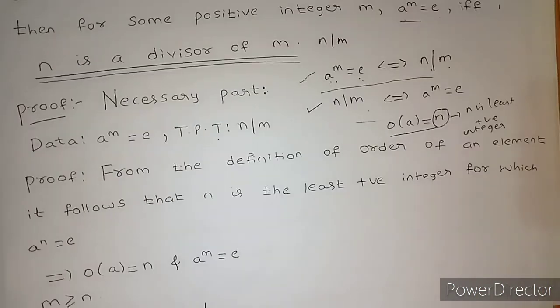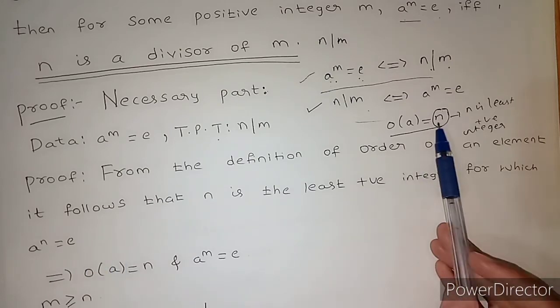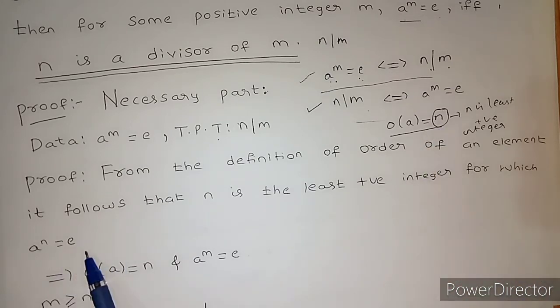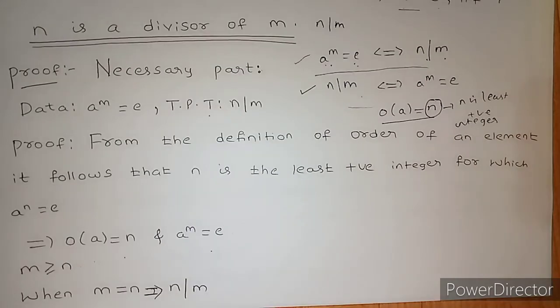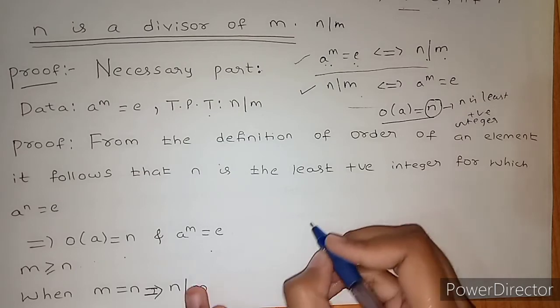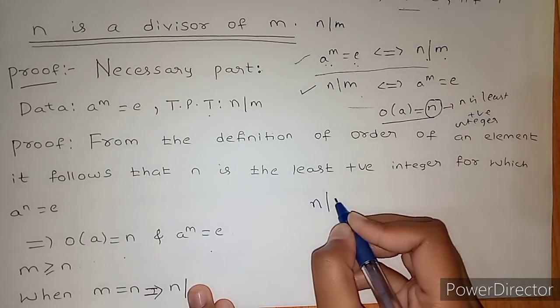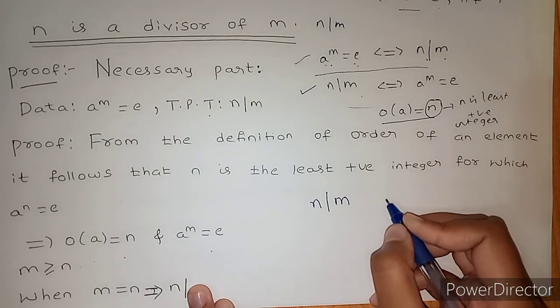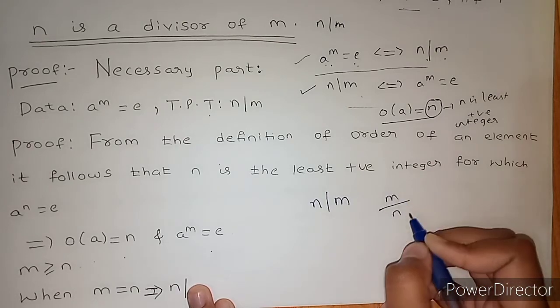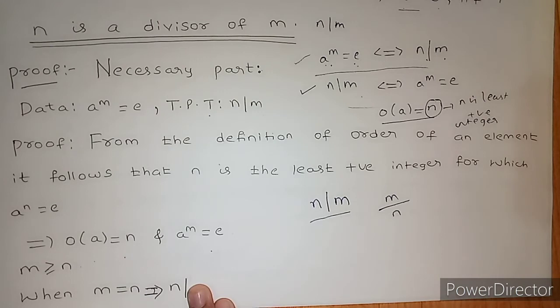So from the definition of order of an element, it follows that N is the least positive integer such that A power N is equal to E. If order of A is equal to N, then A power N is E, right? By data, A power M is E. Here we have to prove that N divides M. In groups we will write it like this, N divides M. In groups we write like this.